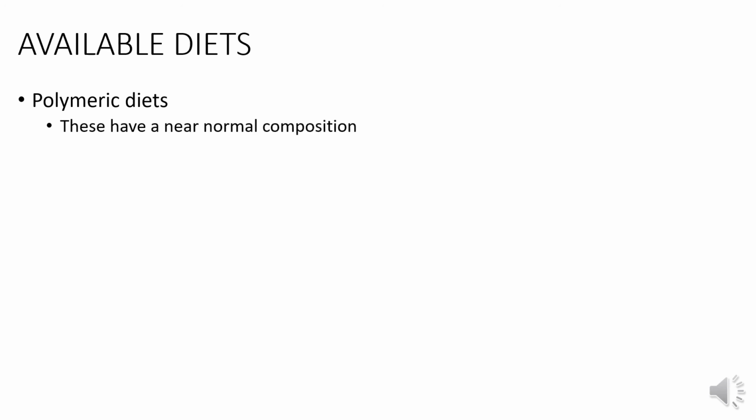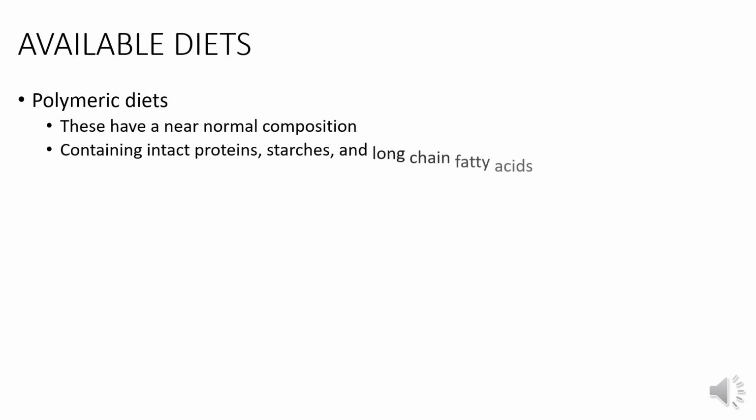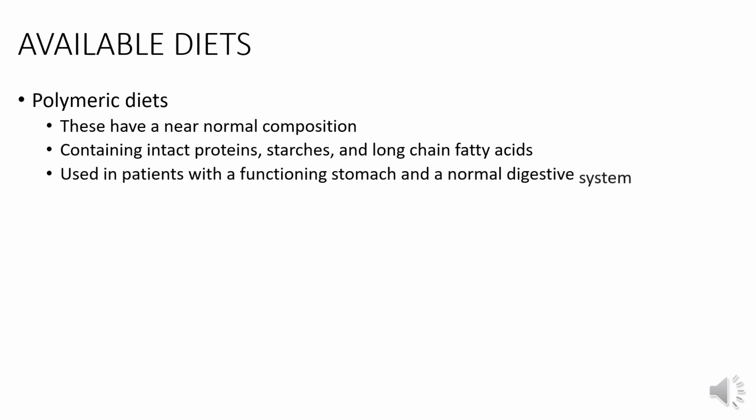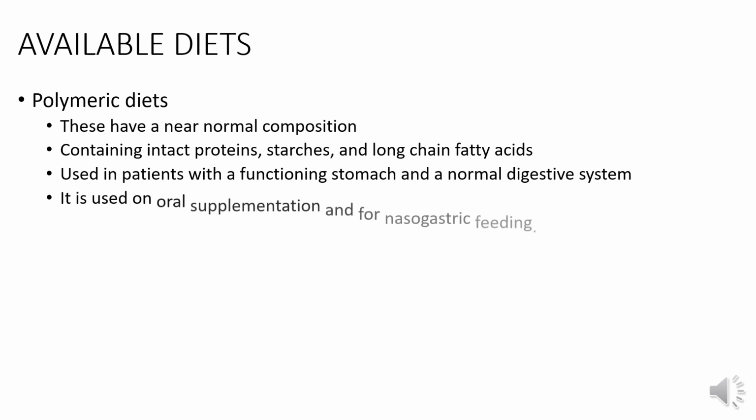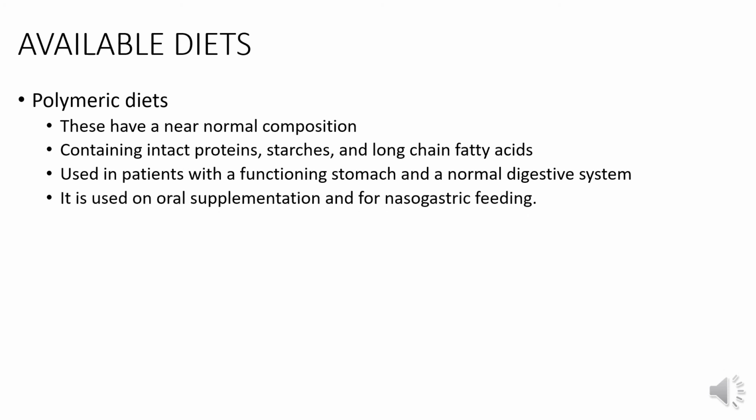So, available diets: you have the polymeric diet. As the name implies, it is diet in polymer form. So it's still the wholesome form of diet. They have the near normal composition of the foods that we eat normally through the mouth. They contain intact proteins, starches, long chain fatty acids. They are used in patients with a functioning stomach and a normal digestive system. It is used as oral supplementation and for nasogastric feeding.